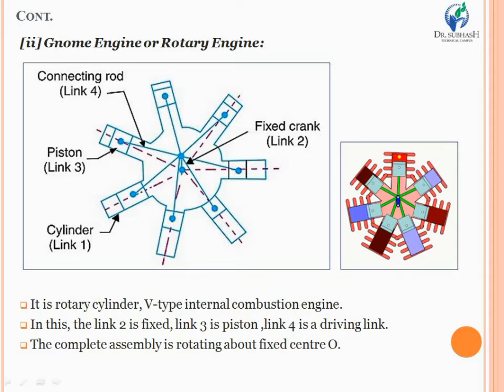So for the gnome engine or rotary engine, the prime function of the engine is also to convert the rotary motion of the crank into reciprocating motion, or vice versa. Basically, if you are using the same mechanism for a propelled vehicle like an automobile, then the prime goal of this engine will become to convert the reciprocating motion into rotary motion of the crank.